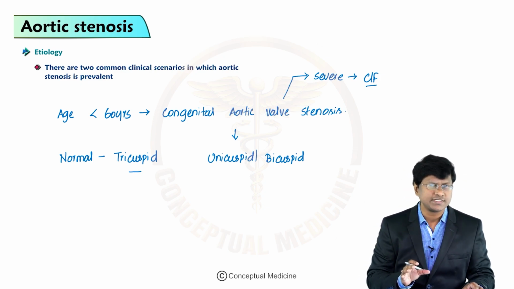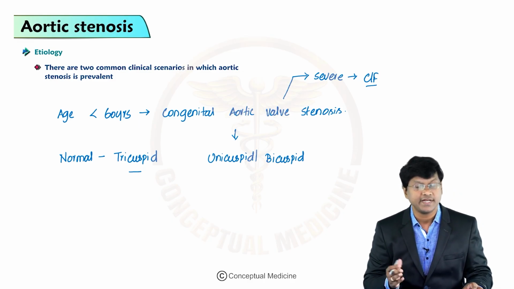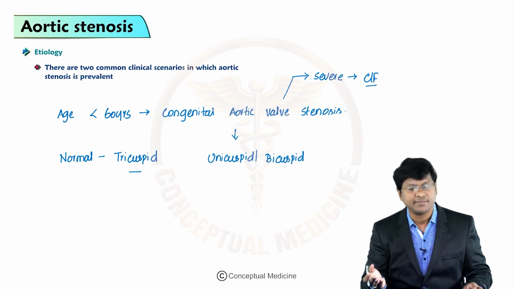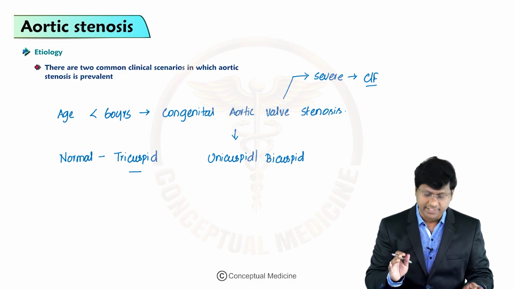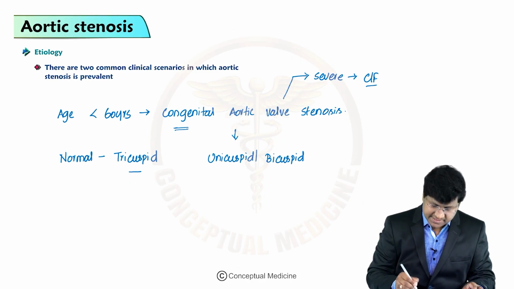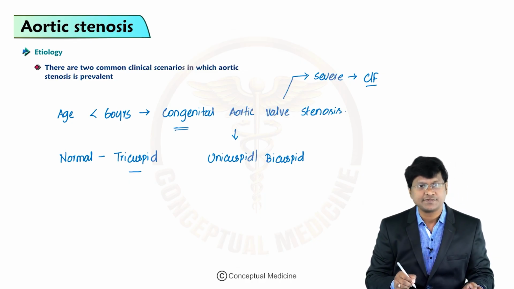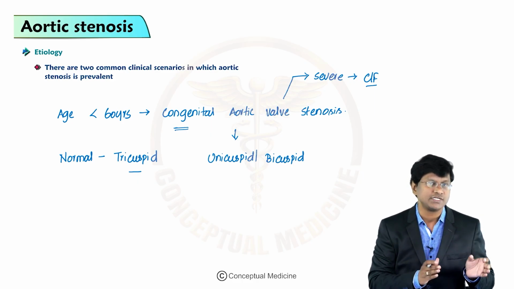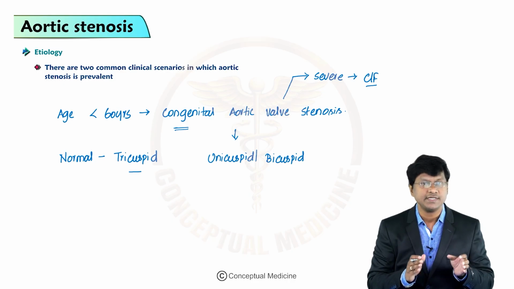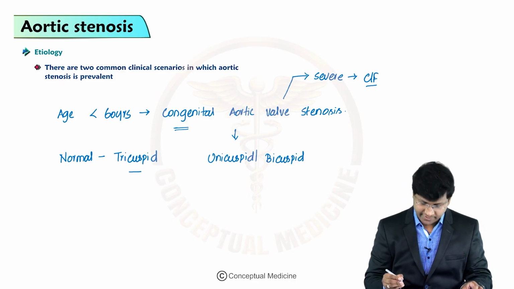Okay, and what is the age group I said? Less than 60 years of age, right? Whereas you take the other important etiology causing aortic stenosis. And one more point I want to tell you is, because this is a congenital cause, either unicuspid or a bicuspid aortic valve, in these patients with congenital aortic stenosis, one more congenital abnormality is associated, and that is nothing but the coarctation of aorta.